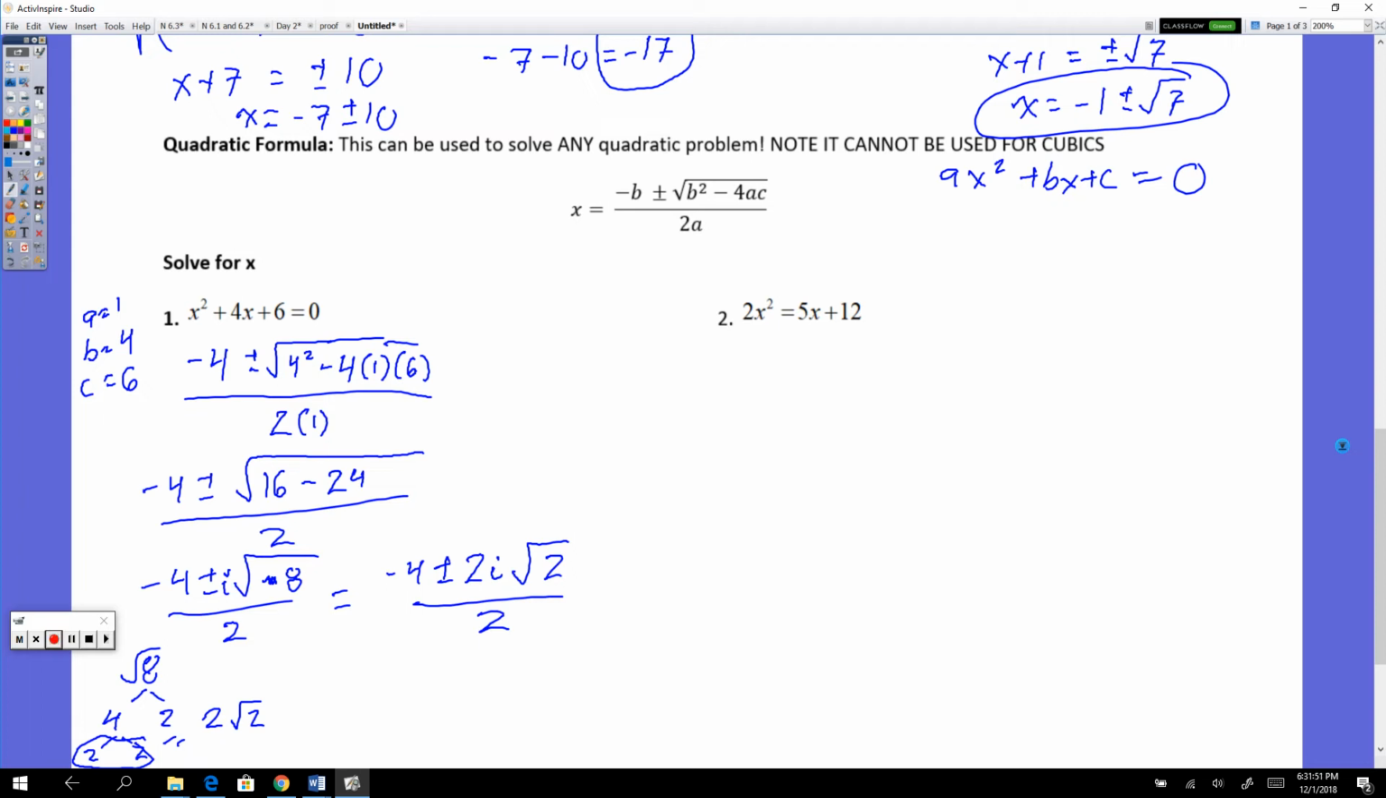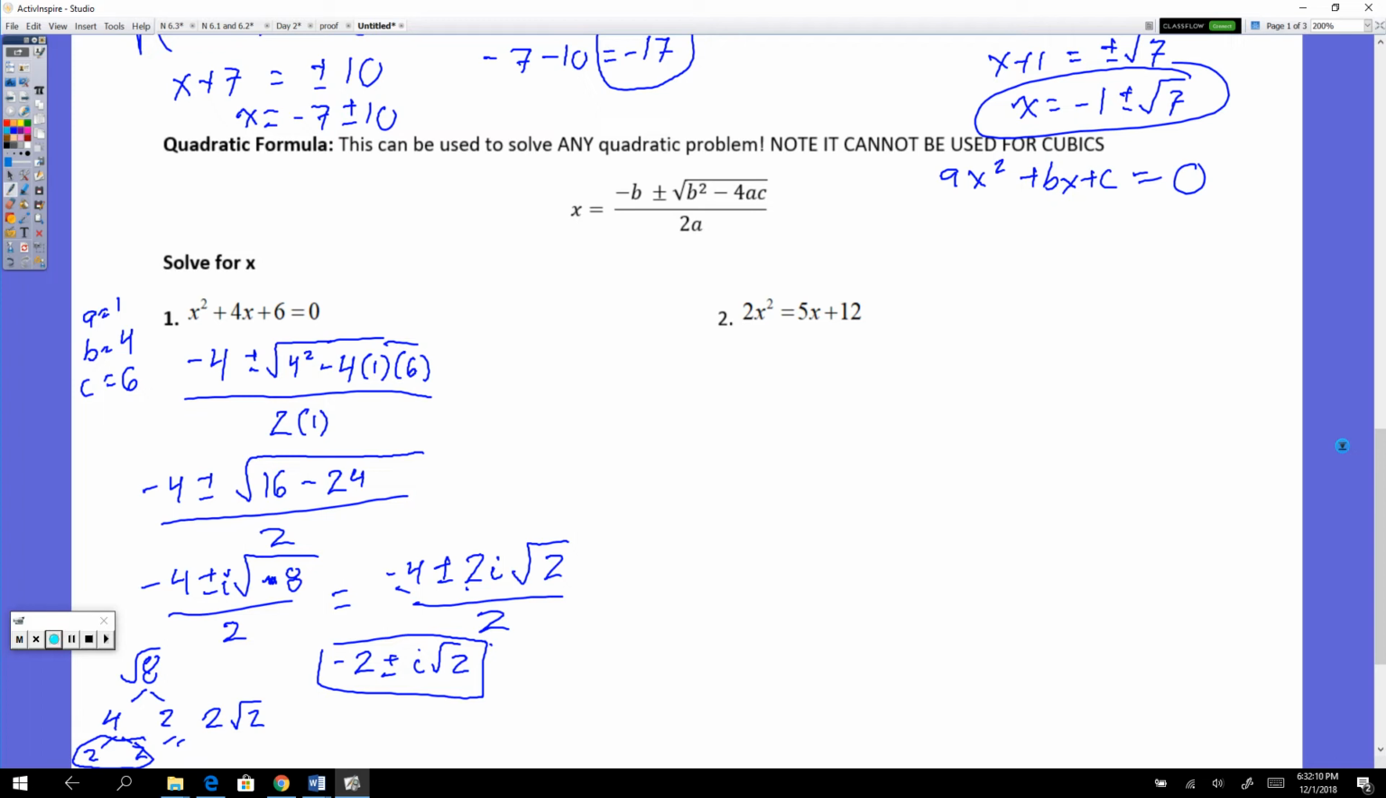But we're not done. If you notice here, each number that is outside the radical is divisible by 2, so we're going to divide each of those by 2, giving me a final answer of negative 2 plus or minus i square root of 2. If you want to put a 1 in front of that i, that's awesome.